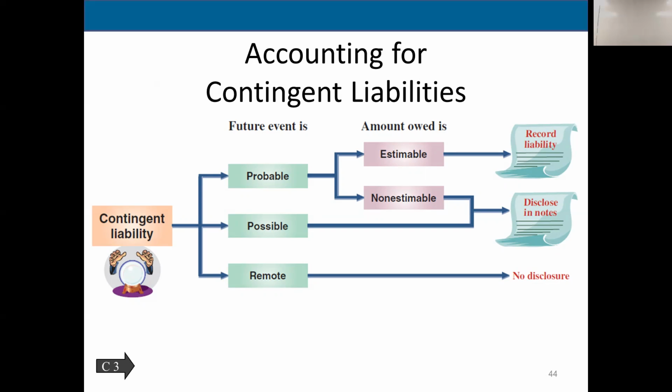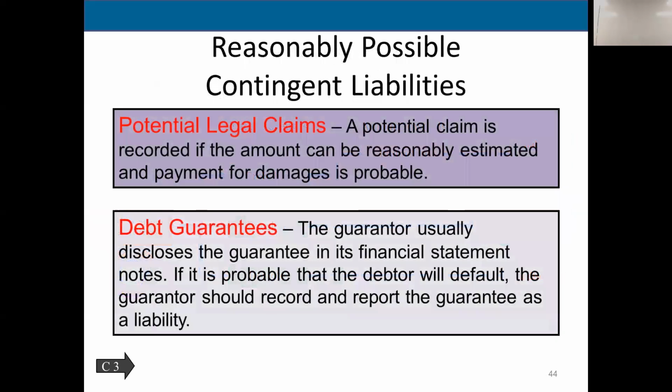All right, let's look at some reasonably contingent liabilities. Potential legal claims. Potential legal claims are recorded if the amount can be reasonably estimated and payments for the damages are probable. So if you go back to the prior slide, that's going to meet that chart.